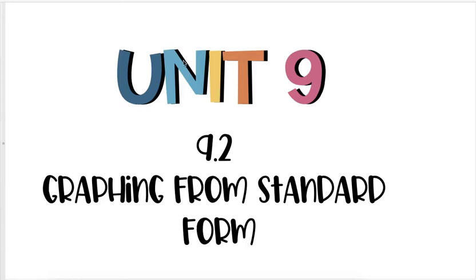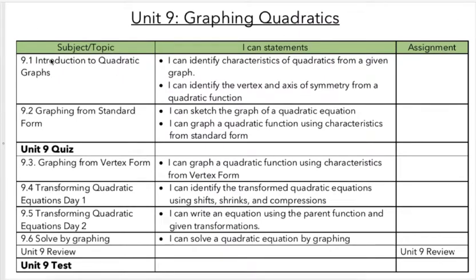This is Unit 9, Section 9.2, Graphing from Standard Form. This is the second day in our Graphing Quadratics unit. Last time we introduced some basic characteristics of our graph. We talked about how it opens either up or down, making it a max or a minimum. We talked about identifying the axis of symmetry, which helps us find the vertex. Those key characteristics are going to help us actually put this on the graph today.